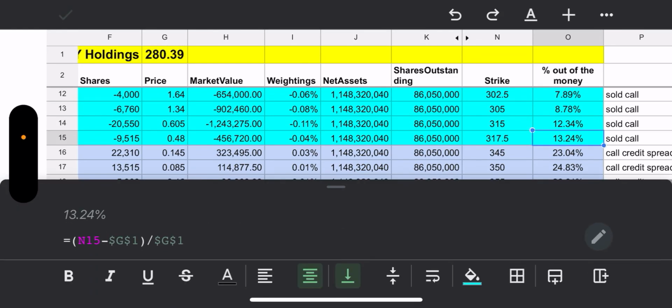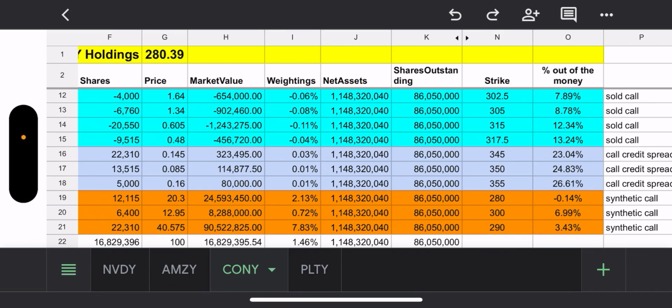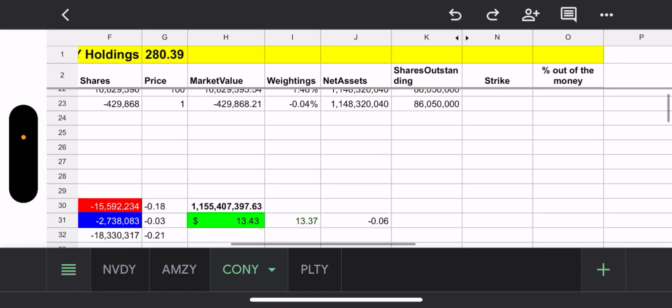So, scattered strikes. What does that mean? That means our strikes are scattered. We are anywhere from 7 to 13% out of the money. So they have a really, really good chance of winning all their calls this week.